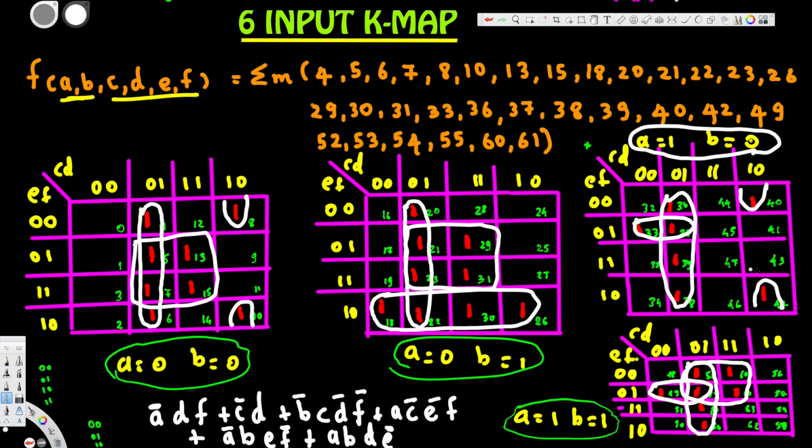Now we have done everything, right? And this is going to be the expression for this given summation of minterms. And that's how we do this kind of problems.